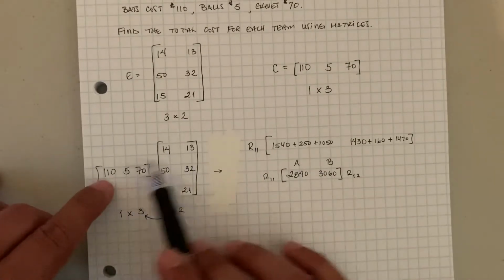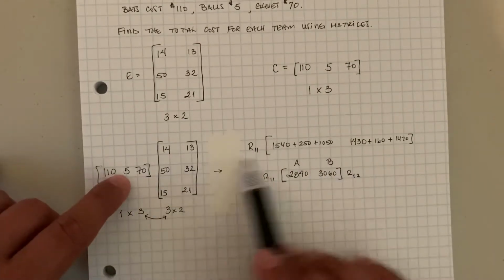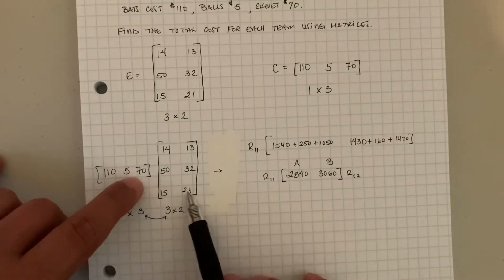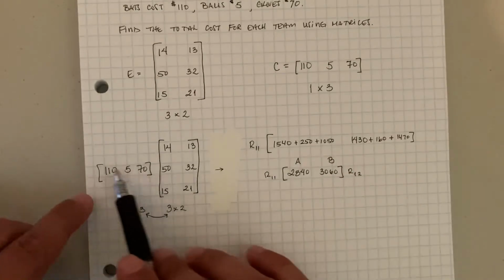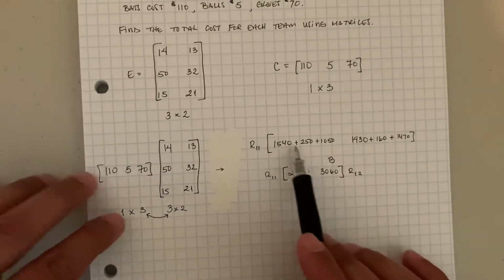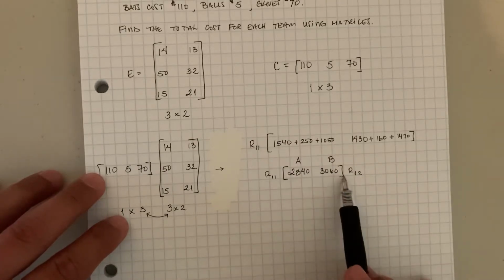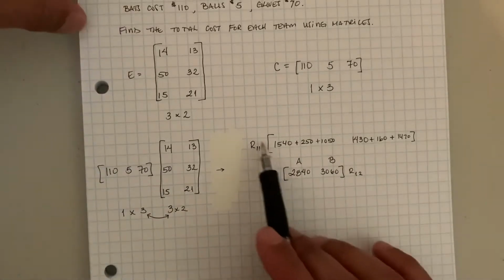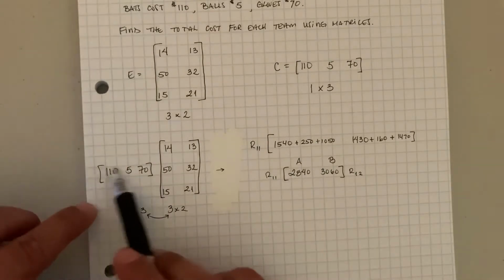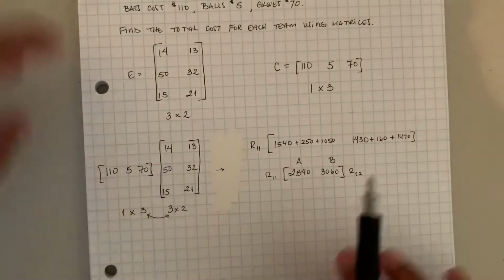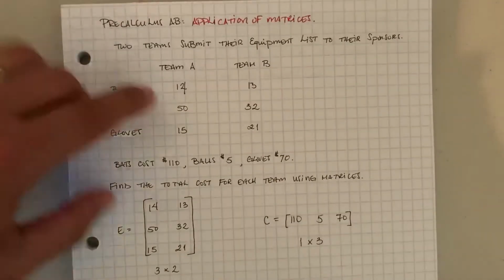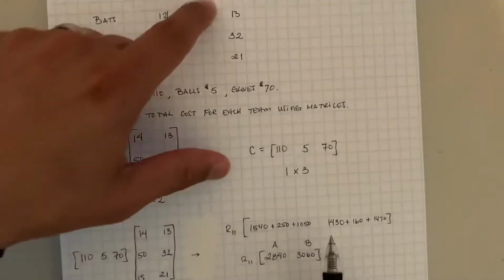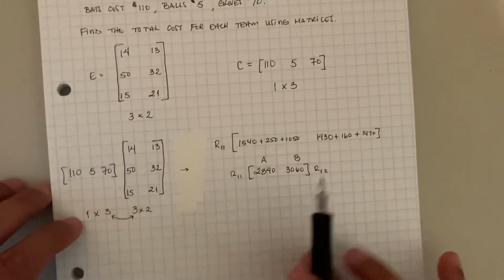And then over here, 110 times 13, 1430. 5 times 32, 160. 70 times 21, 1470. So this first row times the second column. So then we add them up, we get 2840 and 3060. But what does that represent? Well, remember, this is the first row, first column. Well, what does this first column represent? Well, remember, first column represents what? Team A. So the second column is Team B. And that's what it would be.